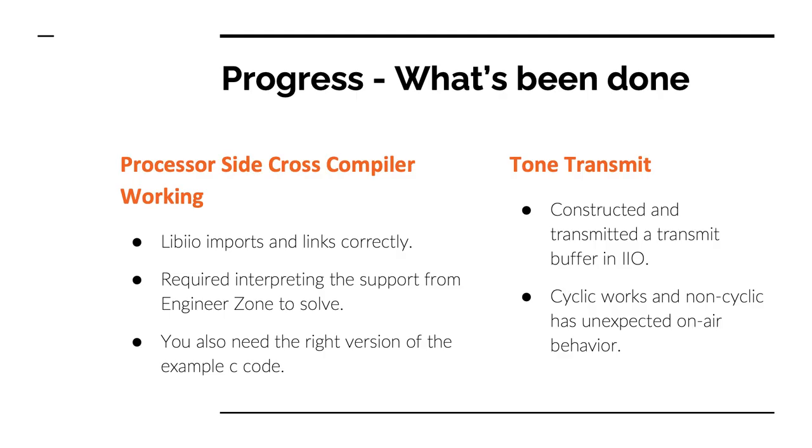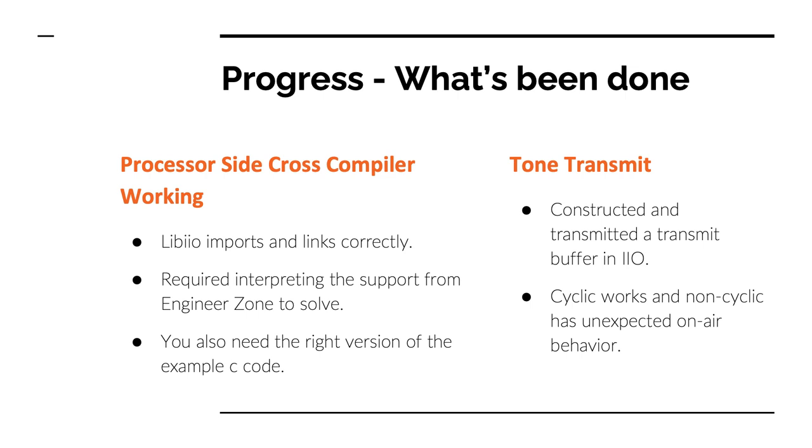So what's been done? We have a processor side cross compiler working. This 2022 recipe worked. LiveIO imports and linking process were not working. We figured out what was going on. You need the right version of the example code as well.